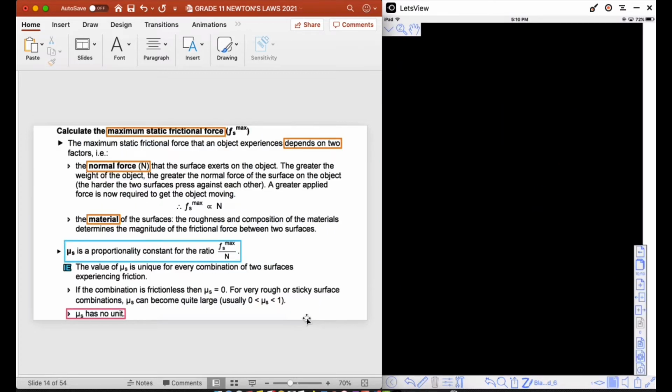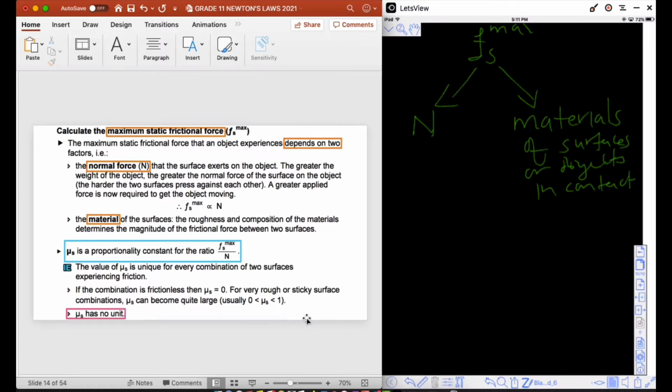Now, you should understand the maximum static frictional force that is going to be experienced by an object depends on two very important things. It depends on the normal force and the material of the surfaces or the objects that are in contact. Let me explain. Whenever an object has a large mass, that object is going to have a larger normal force. And as you shall see, the static frictional force is directly proportional to the normal force. Then that means it's going to lead also to a larger maximum static frictional force. So this is simple and straightforward.